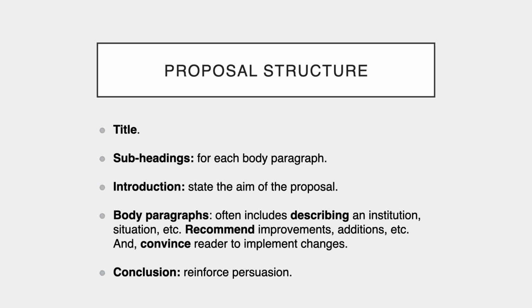Proposal structure. All proposals have a title, and they also have subheadings for each body paragraph to make easy reading for your superior. The introduction is usually the place where you state the aim of the proposal, and the main body paragraphs often include describing an institution, a situation, etc., then recommending improvements or additions to this institution or situation, and convincing the reader to implement these changes. Finally, the conclusion is usually the reinforcement of the persuasion.